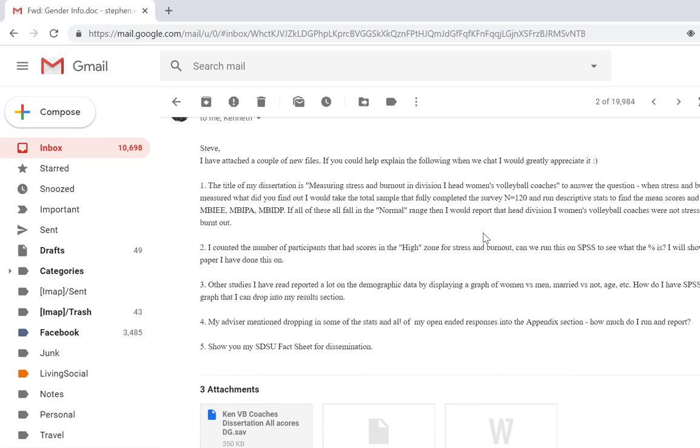So basically, what I was explaining outside. Title is measuring. Okay, to answer the question, when stress and burnout were measured, what did I find? I take the total sample, 120. I'd run just descriptive stats, and then I'd get my mean and my standard deviation for each of those three totals, which we kind of already did. And like I said, they all fell in like the normal. Yeah, well, so I mean that basically your stress. I mean, it's okay to not find significant results. Right, which I'm okay with. Yeah. But I just want to make sure when I'm writing that I'm reporting the right thing.